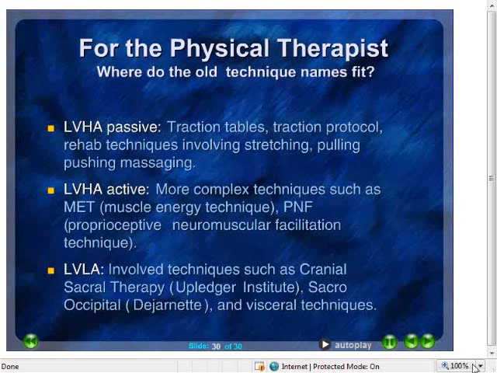LVHA passive techniques include traction table, traction protocol, and rehab techniques involving stretching, pulling, pushing, and massaging. LVHA active techniques include more complex techniques, such as MET and PNF. LVLA techniques include involved techniques, such as cranial sacral therapy and sacro-occipital and visceral techniques.